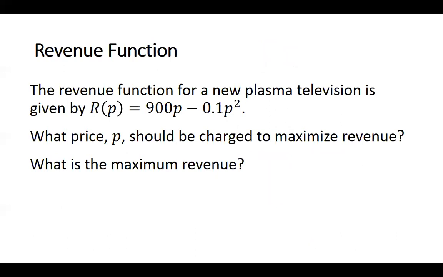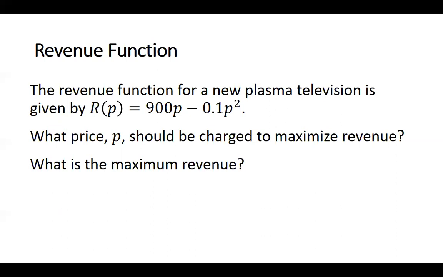Let's look at another example, the revenue function. Revenue function, the amount of money you're going to make. This can be very important in business. The revenue function for a new plasma television is given by R(P) equals 900P minus 0.1P squared, where R stands for the revenue and P stands for the price. And this asks us what price P should be charged to maximize revenue.